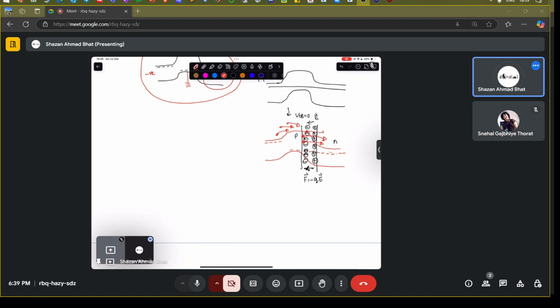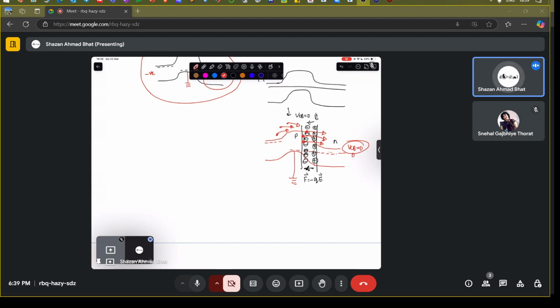on the collector side. Even if you are not applying any voltage here, if you have applied 0 volt here, VCB equals 0, and this is particularly grounded, there will still be some electrons going to the collector because of this huge electric field in the depletion region.